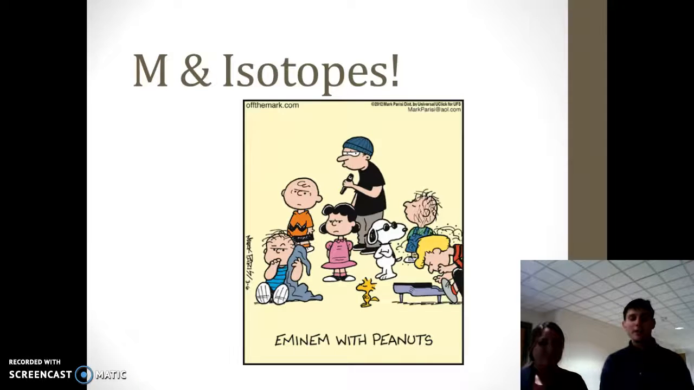We're getting ready to work on our lab next class called M&Isotopes. Oh, that sounds fun. It looks like Eminem the rapper is on the picture. Is he going to be in class? He's not, but the candy's sure going to be there. Ooh, I love chocolate. Me too. But before we do this lab, we just have a few questions for you guys to answer and write down, and we're going to talk about it next class.